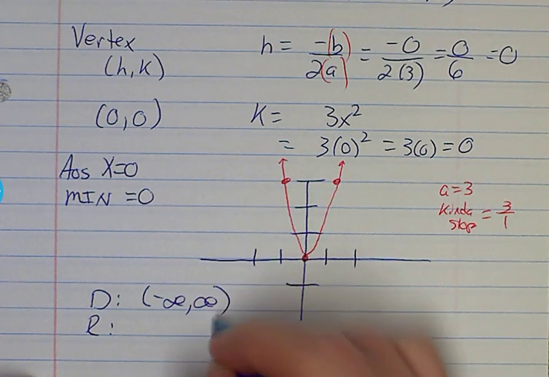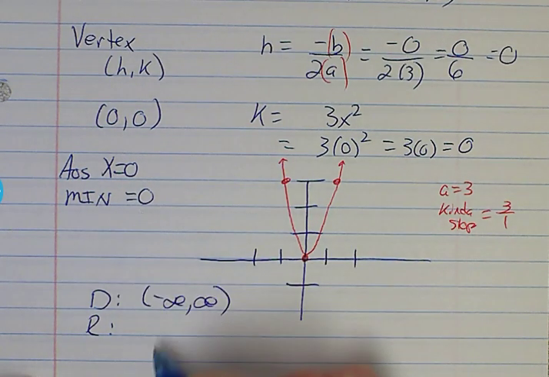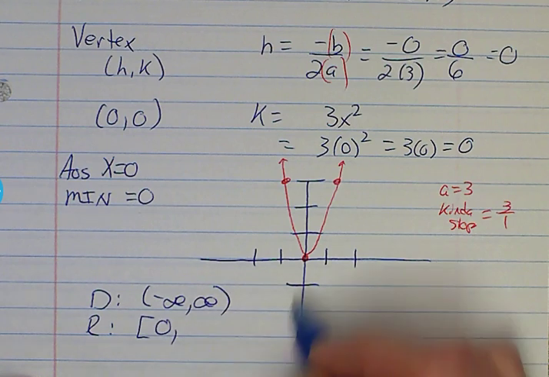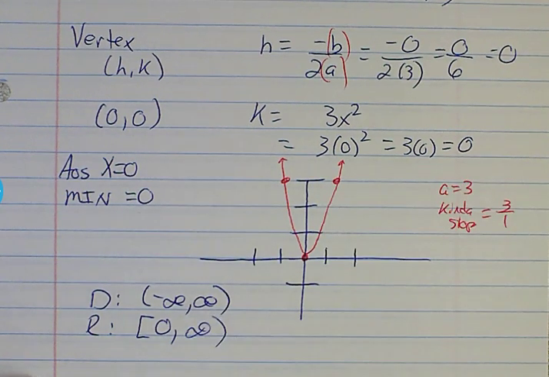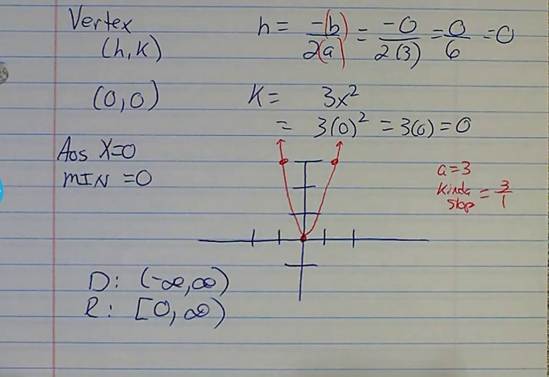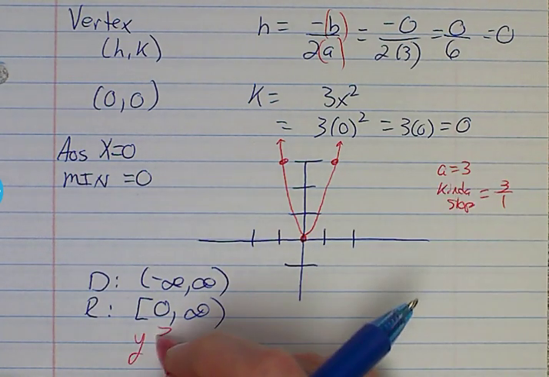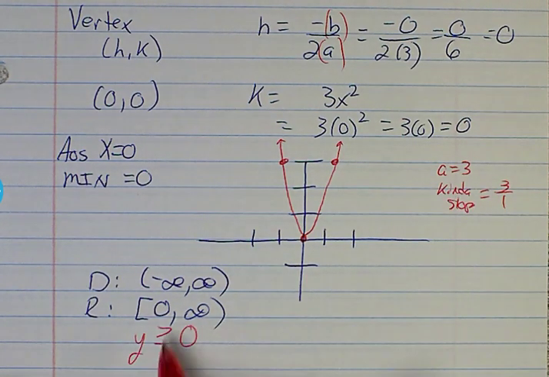Okay, domain is always negative infinity to infinity. This one we know is the minimum, so that's where you start. You're going to start at 0, and then we're going up to infinity. And if they had asked about your y values, because it's going up, it's going to be greater than or equal to 0, because you're going from 0 to infinity, so 0 is the lowest number you've got.